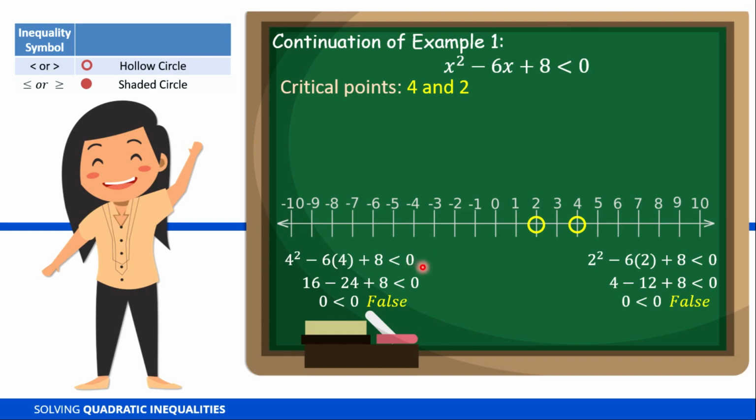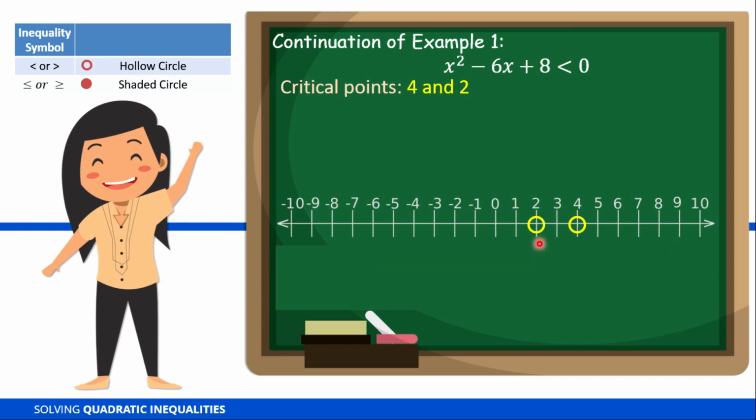So, pinakita lang natin kung talaga bang solution sila or hindi. Pero kapag kayo na yung magsasolve, pwede namang hindi nyo na gawin, okay, yung pagtetest sa ating critical points. So again, alam na natin na ang gagamitin ay ang ating hollow circle dahil ang 2 and 4 ay hindi kasama sa ating solution set.